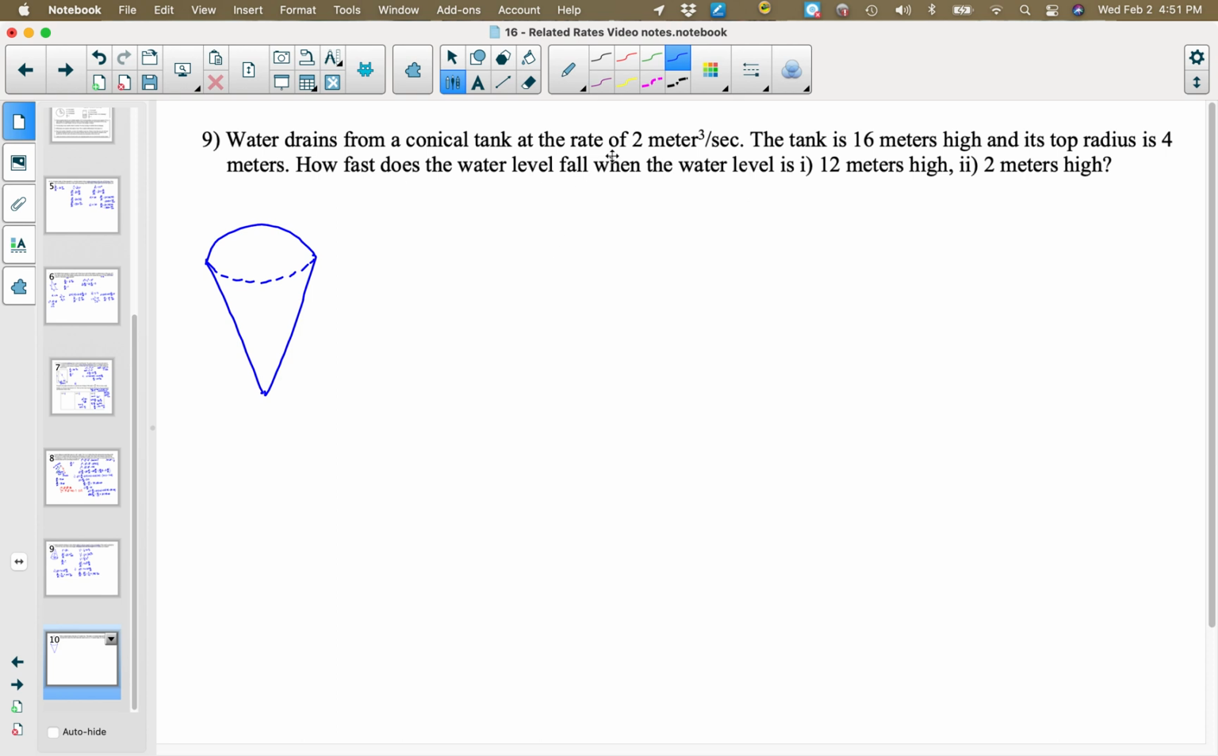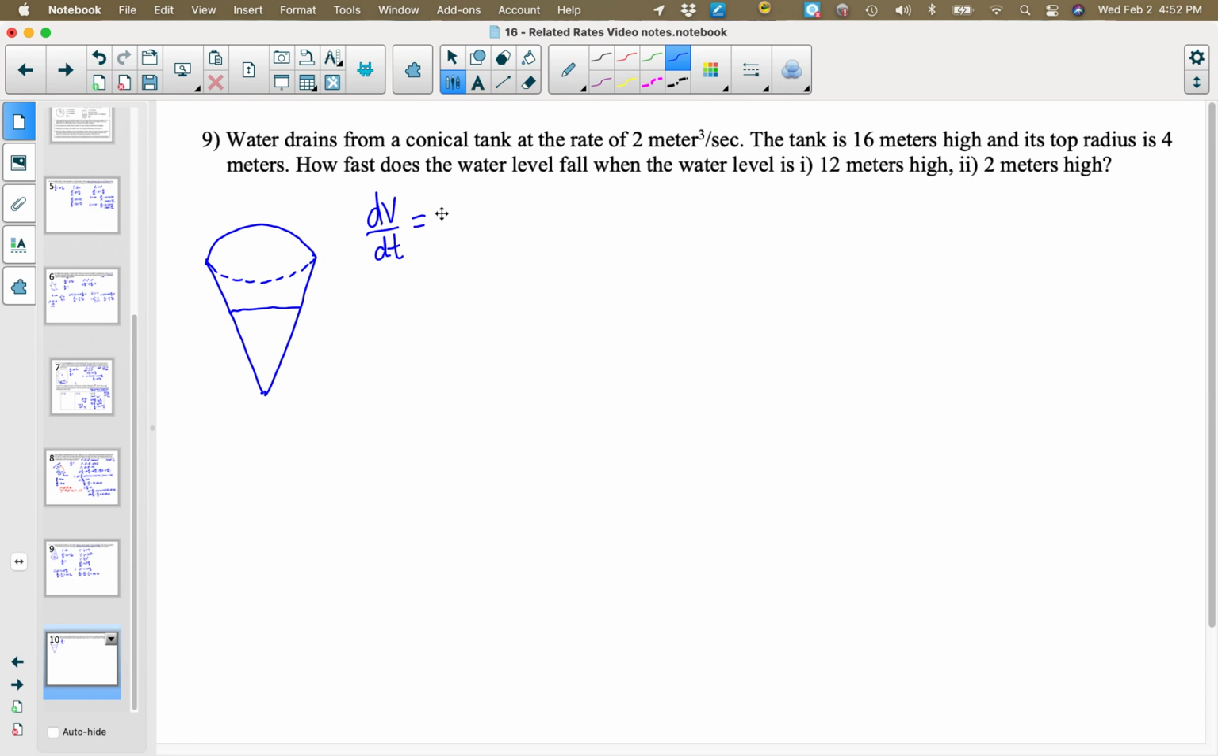Okay, water drains from a conical tank at the rate of 2 meters cubed per second. So again, it's meters cubed. So that should tell you this is volume. And because it's draining, that tells me that it's decreasing. The water's decreasing. So I'm going to put a little water level in here.